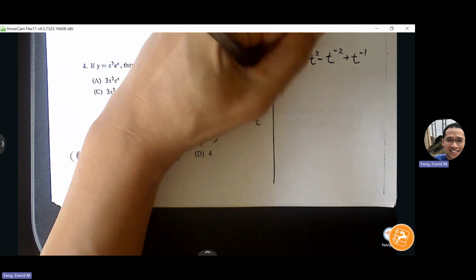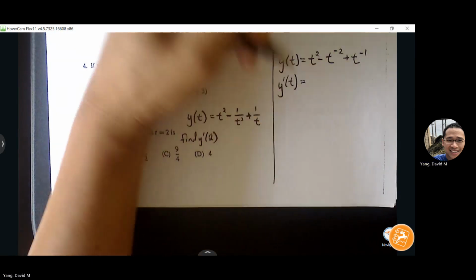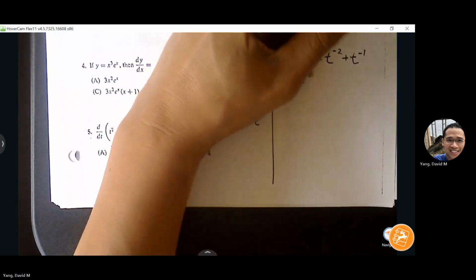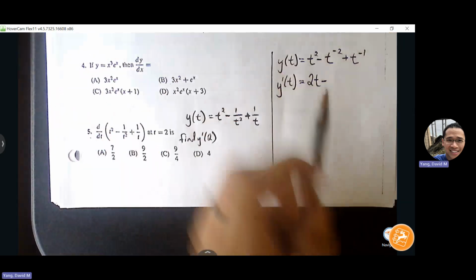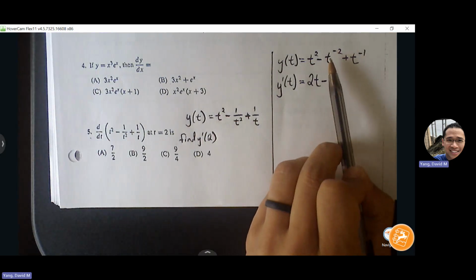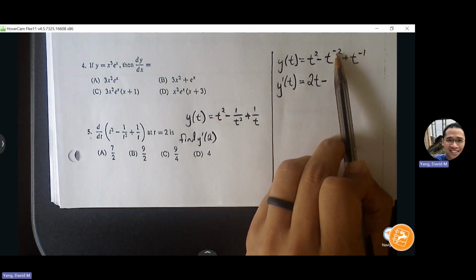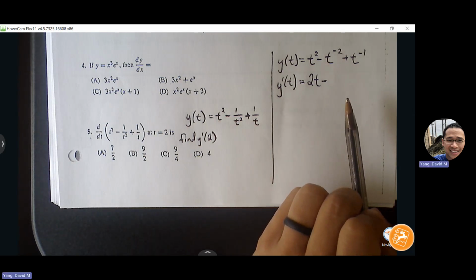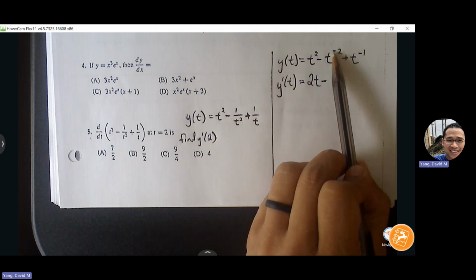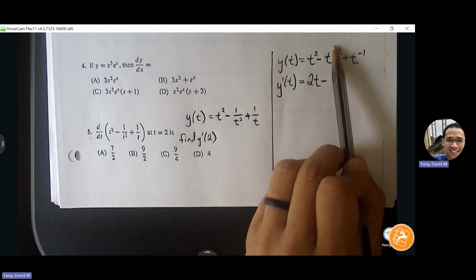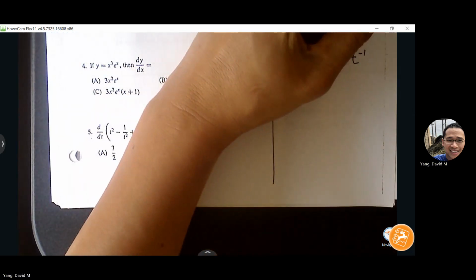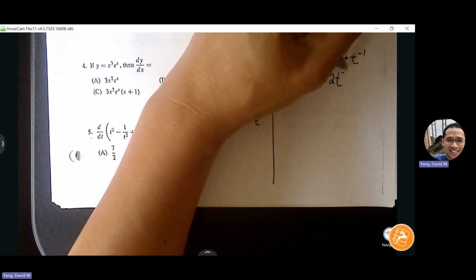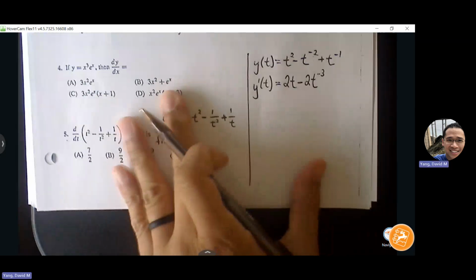Okay, so let's try y prime. Okay, t squared becomes 2t minus what does a t to negative 2 become? Minus 2t. Minus 2t, what? Negative 1 power. Remember, we have to always do what after we bring down the exponent? Subtract 1. Yep. So 2t to the negative, what's negative 2 minus 1? Negative 3. Yep. Okay. Next term.